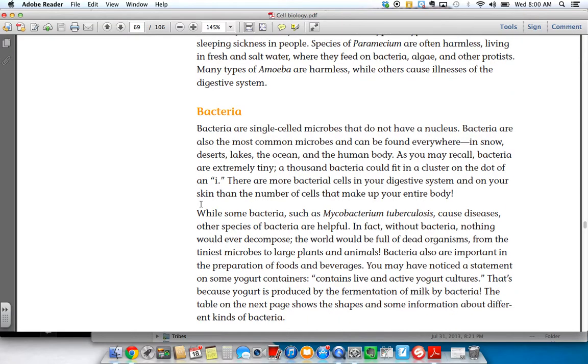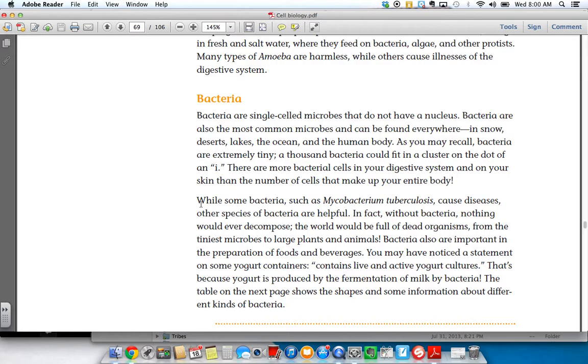The next section is bacteria. Bacteria are single-celled microbes that do not have a nucleus, and you already knew that. Bacteria are also the most common microbes and can be found everywhere, in snow, deserts, lakes, the ocean, and the human body. As you may recall, bacteria are extremely tiny. 1,000 bacteria could fit into a cluster on the dot of an eye.